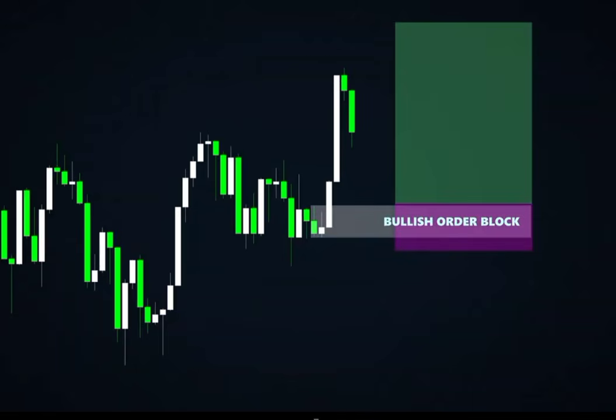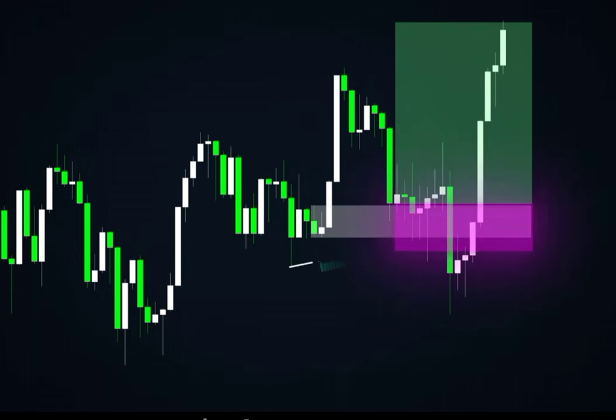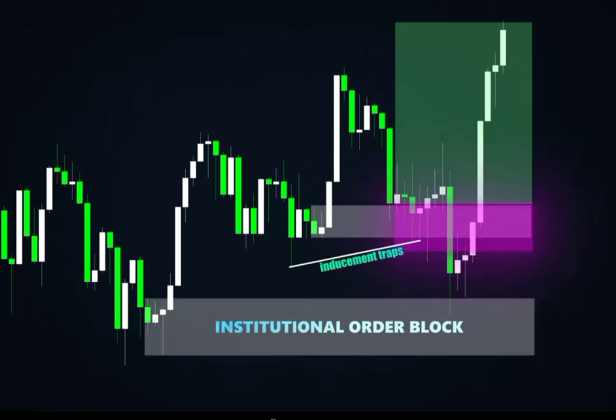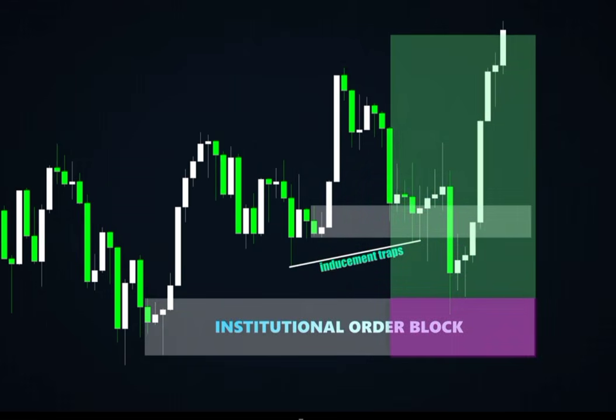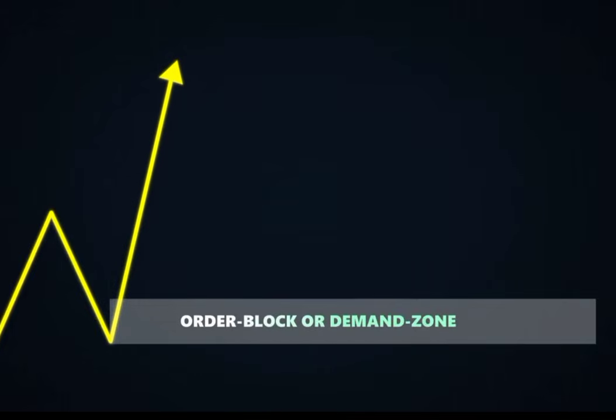Ever entered a trade only to get stopped out right before price reverses? Frustrating, right? But what if I told you it's not random? These stop-outs are actually inducement traps, and once you understand them, you can trade like the institutional traders. An inducement trap happens when a minor key level forms near a major order block. Picture this. Price is trending up, leaving behind a strong demand zone. This is where the big players are waiting to buy.